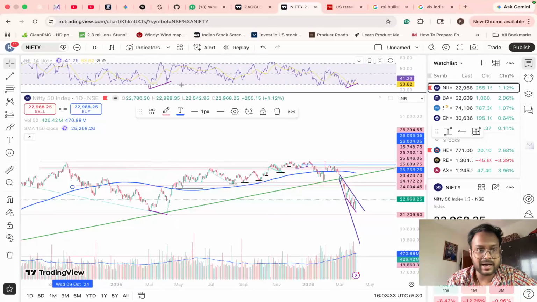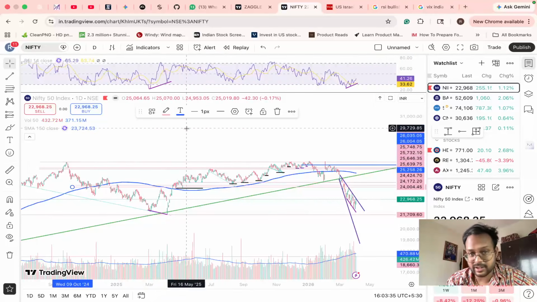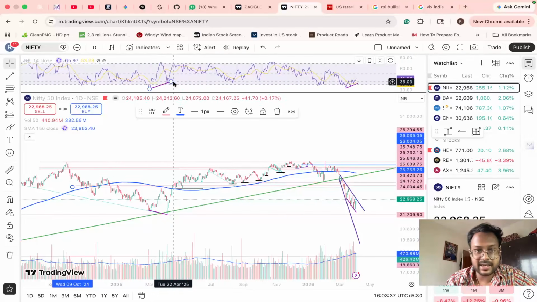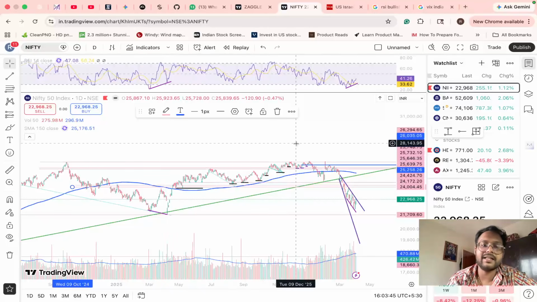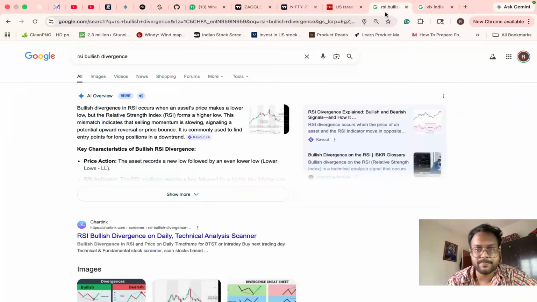But if you look at the 14-day RSI over here, you will see that the RSI level did not make a new bottom. It in fact went up. This is what I mean when I say this is an RSI bullish divergence. So what is an RSI bullish divergence? Let's read through this. A bullish RSI divergence occurs when an asset's price makes a lower low.